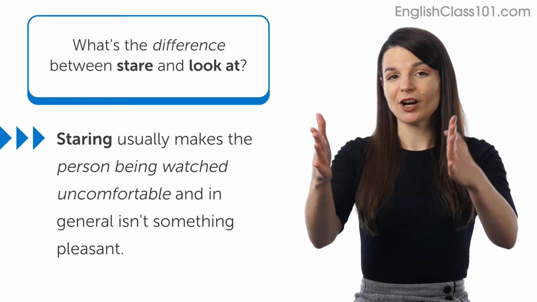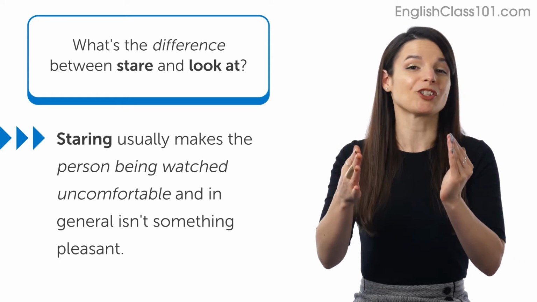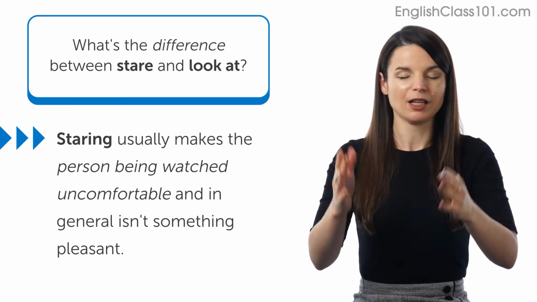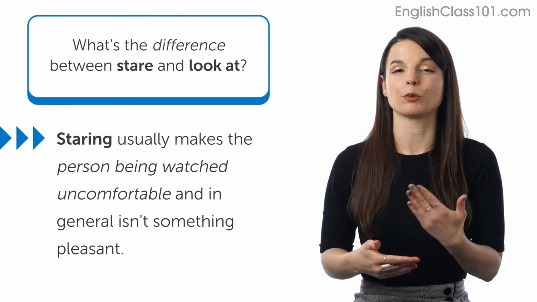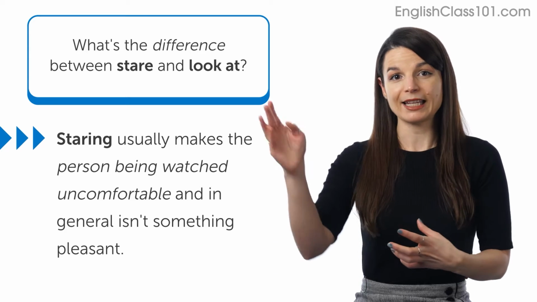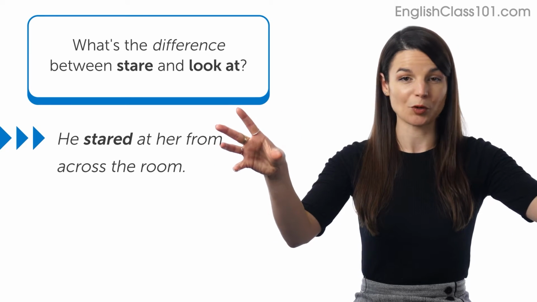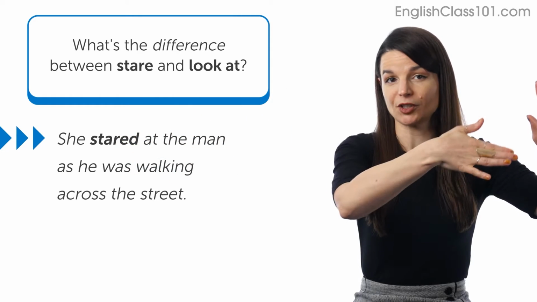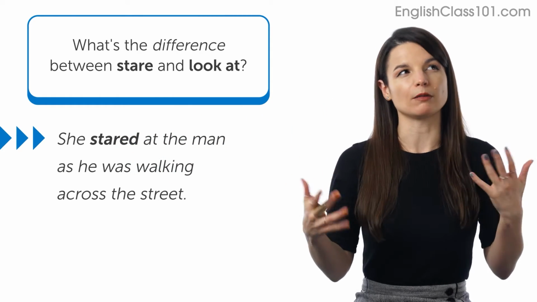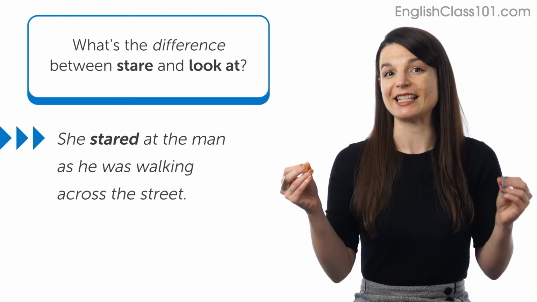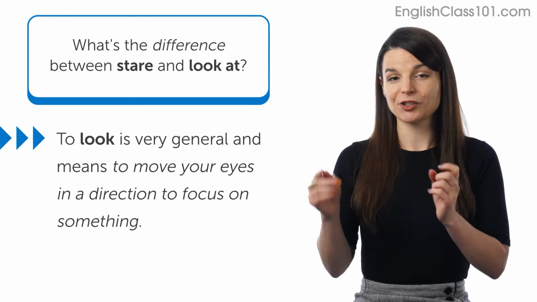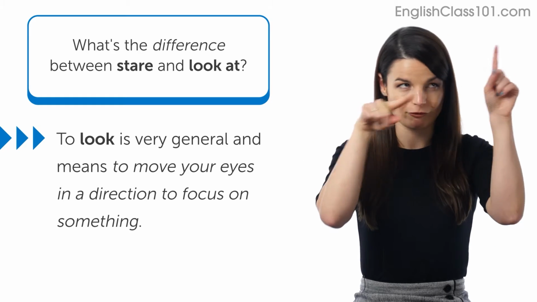So when we stare at another person, we are watching them without looking at anything else, like the focus is just on them. So we tend to use this verb a lot when we're talking about other people, like he stared at her from across the room, or she stared at the man as he was walking down the street. So when we stare, it's often like looking at someone very intently for a long period of time. On the other hand, look just means to use your eyes to move around, kind of.